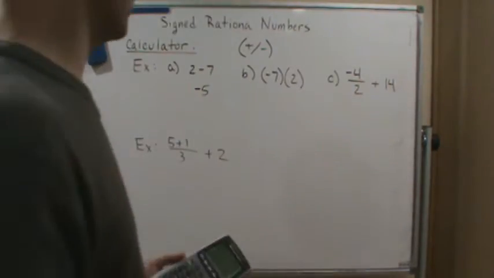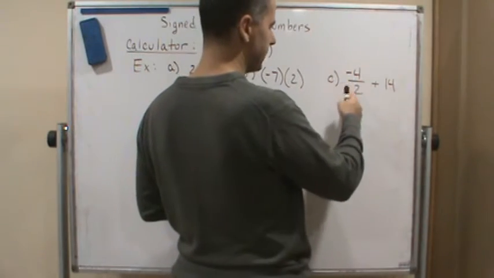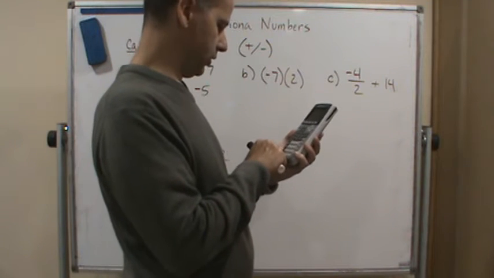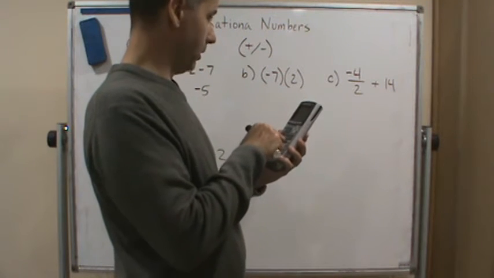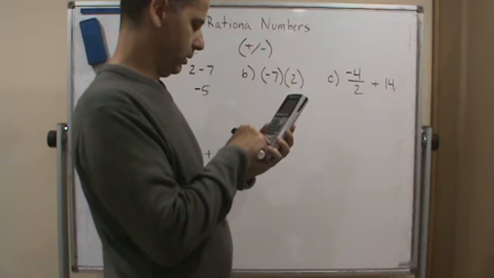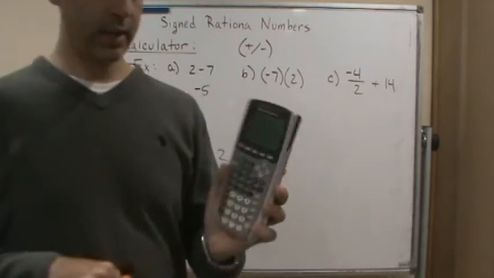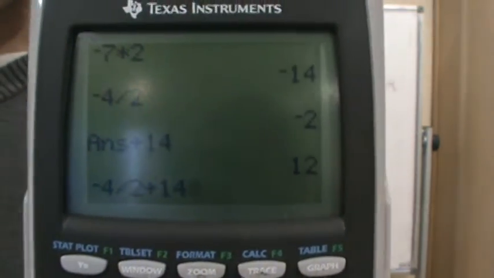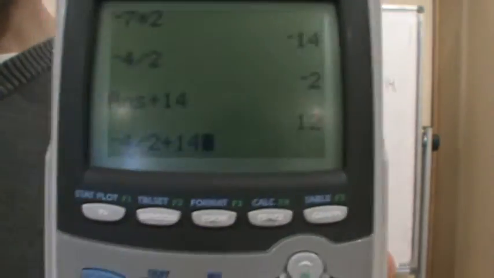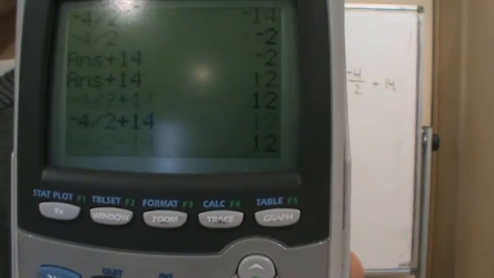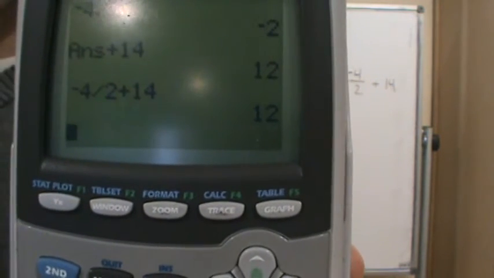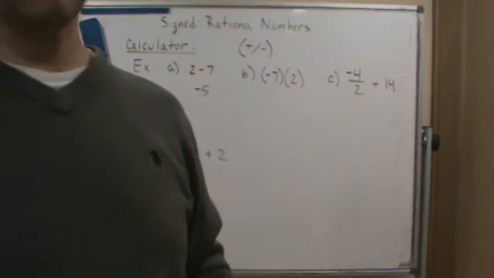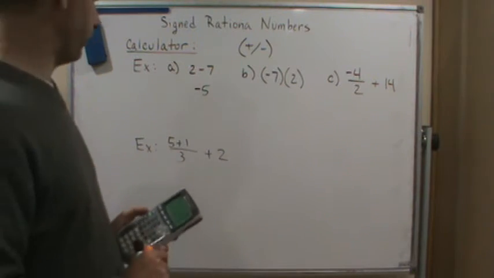Now I could also put this all in and put parentheses around here, right? Or if I just put it all in at once, I could do negative 4 divided by 2 plus 14. So now if I put it all in like that, some calculators are good with the order of operations. So if I push enter, I get the same answer, the correct answer. So be careful. Some calculators mess it up. So always do the order of operations.